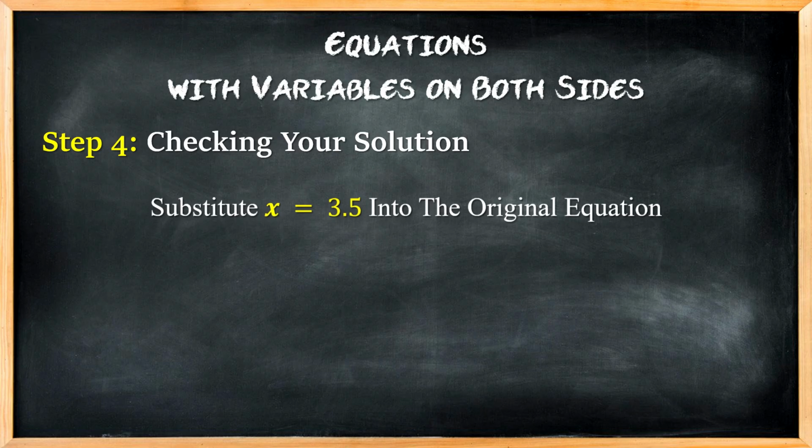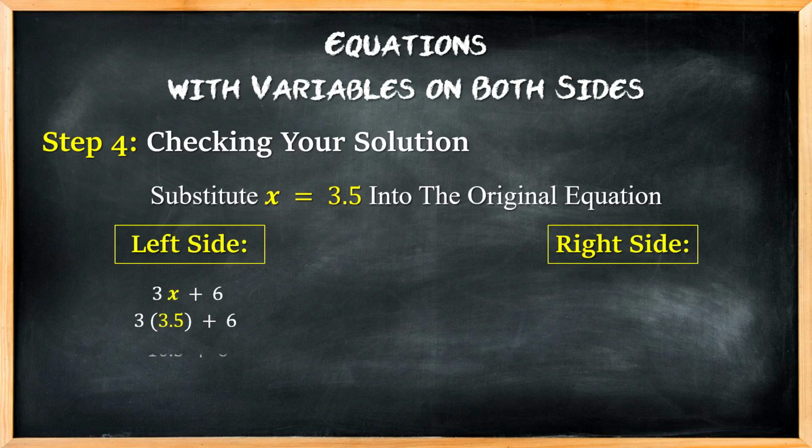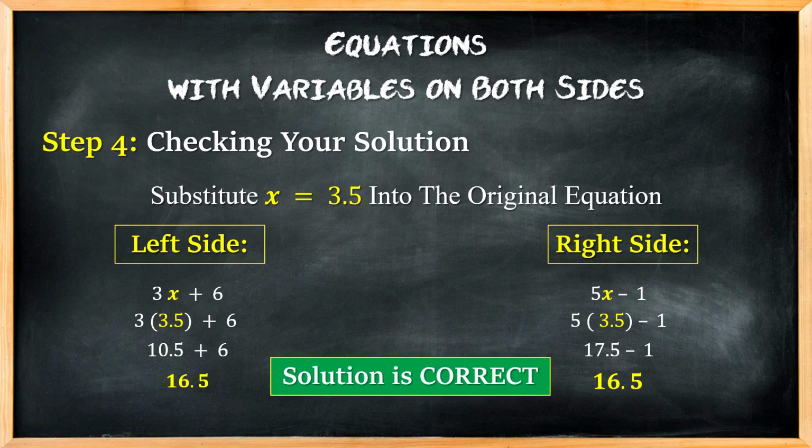First, let's calculate the left side. We substitute 3.5 for x in the expression 3x plus 6. 3 times 3.5 equals 10.5, and 10.5 plus 6 equals 16.5. Now let's calculate the right side. We substitute 3.5 for x in the expression 5x minus 1. 5 times 3.5 equals 17.5, and 17.5 minus 1 equals 16.5. Perfect! Both sides equal 16.5, which confirms that our solution, x equals 3.5, is correct.